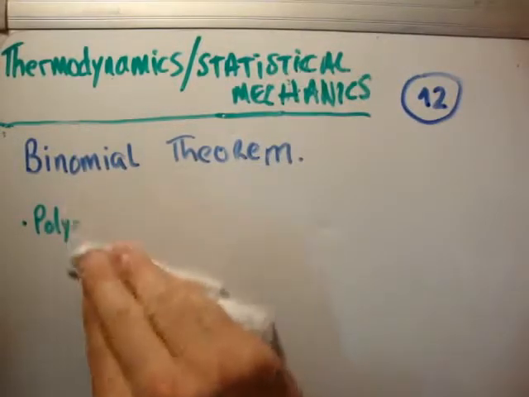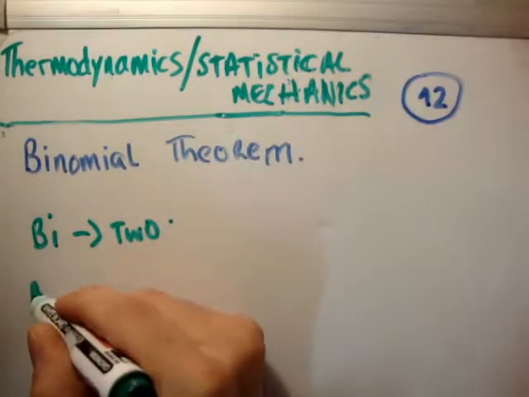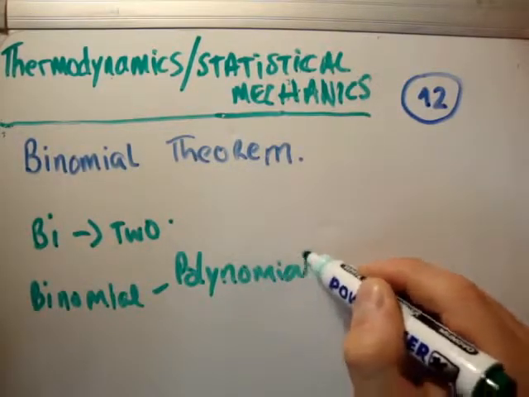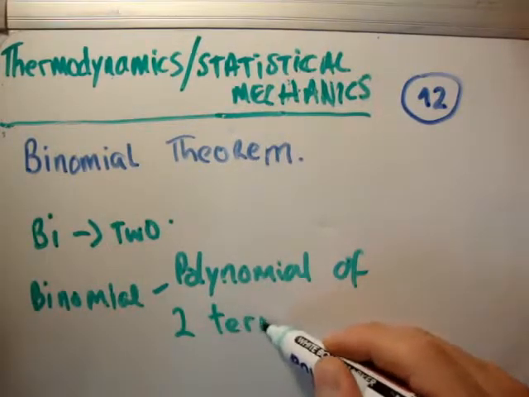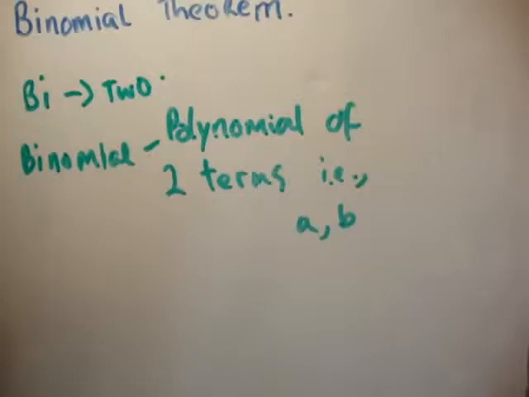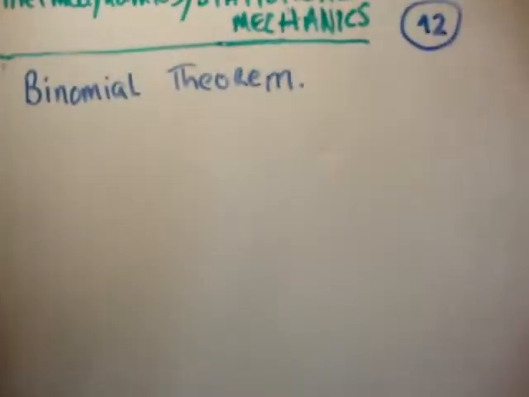Anyway, but what is a binomial? Well, what does bi mean? Bi means two. So a binomial is a polynomial of how many terms? Two terms, i.e. A and B. So a binomial is a polynomial of two terms. So it's basically an expression which has two terms, and the mathematical operators are plus, minus, multiply, or some sort of exponent, but no division whatsoever. And if that's the case, then you have a polynomial, and a polynomial of two terms making a binomial. So what is this binomial theorem about?